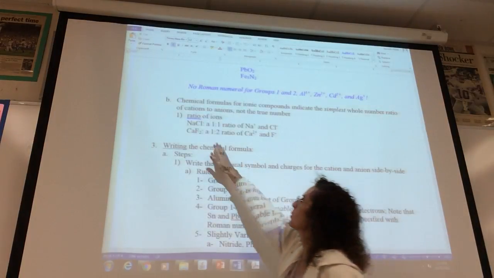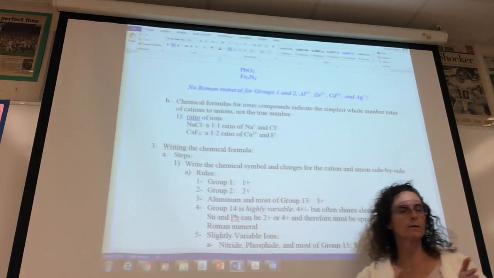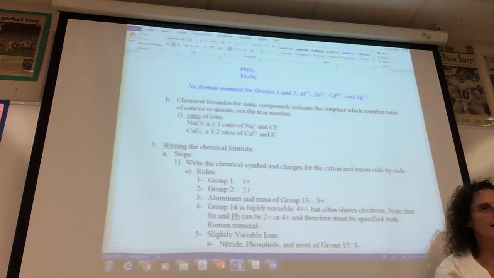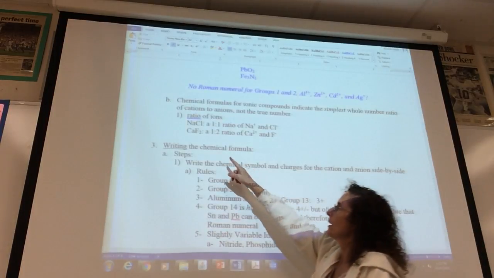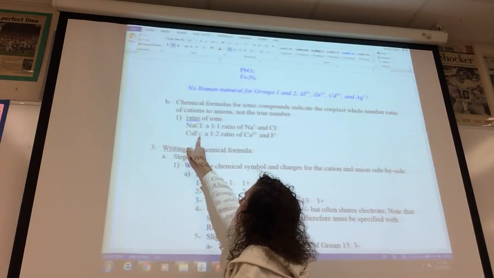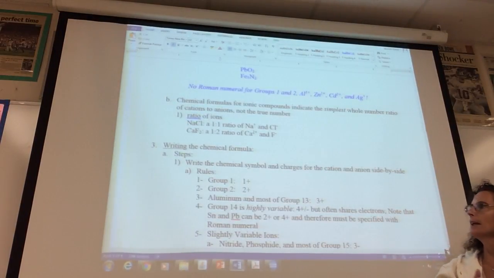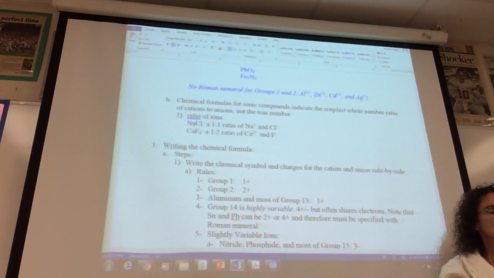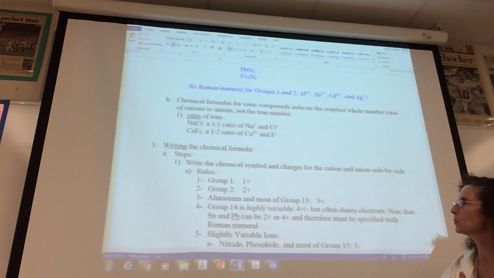So for example, with sodium chloride, this is a 1-to-1 ratio of sodium ion, the cation, which always goes first, to chloride ion, the anion, which goes second. In calcium fluoride, it's a 1-to-2 ratio of the cation calcium and the anion fluoride. So you'll always find 2 fluoride ions to 1 calcium ion, and we'll elaborate on that in a few minutes.